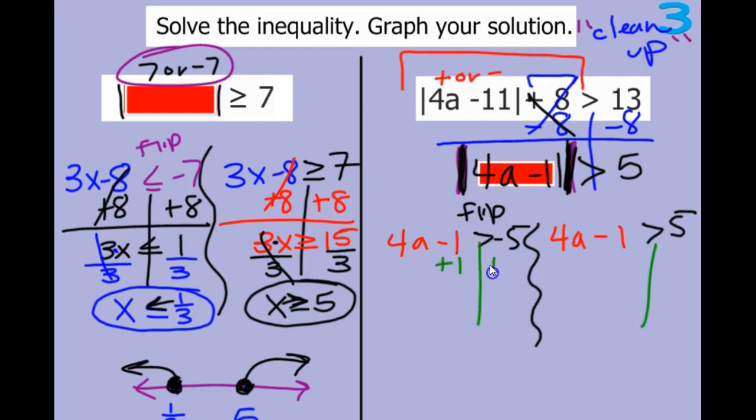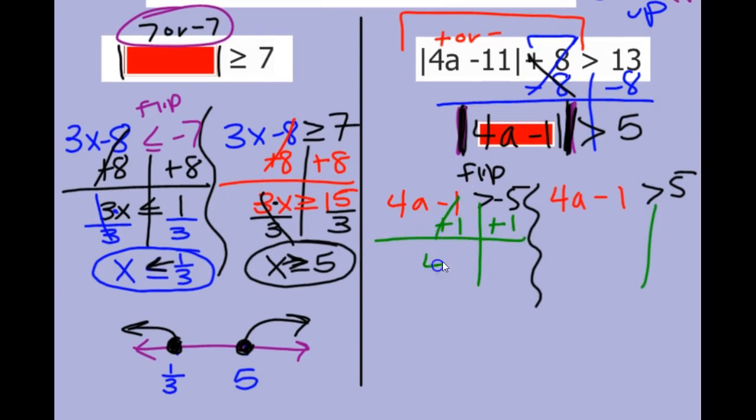Get rid of addition and subtraction, so add 1. We get 4a, and negative 5 plus 1, there's more negatives, it's a negative 4. Different signs, we're really subtracting. And then divide by 4 again. A is greater than negative 4 divided by 4, which is 1.